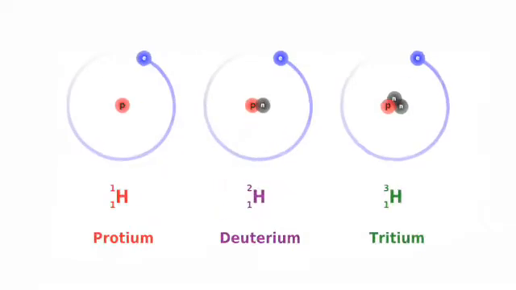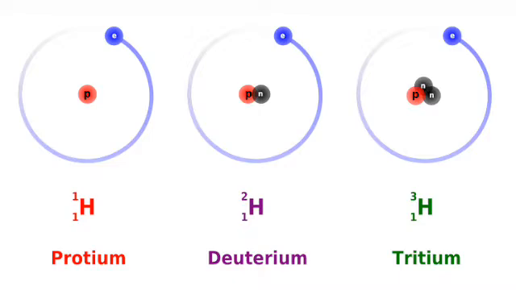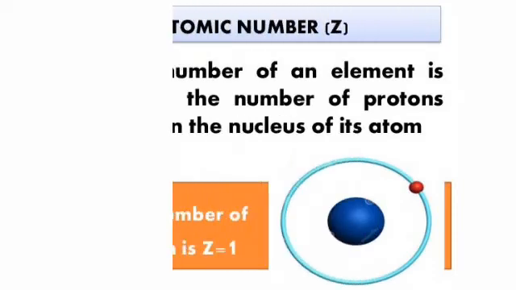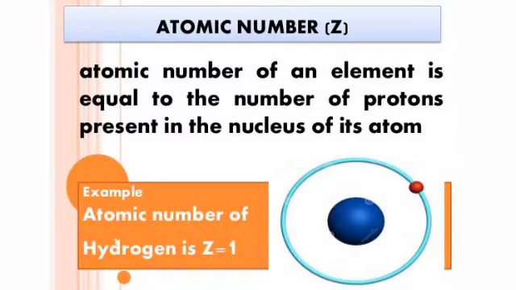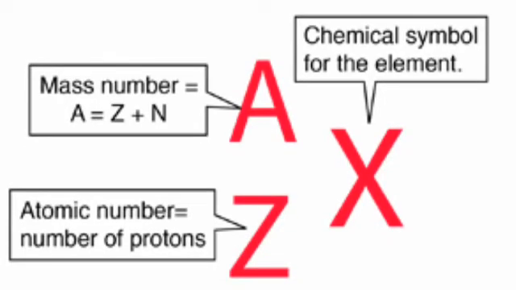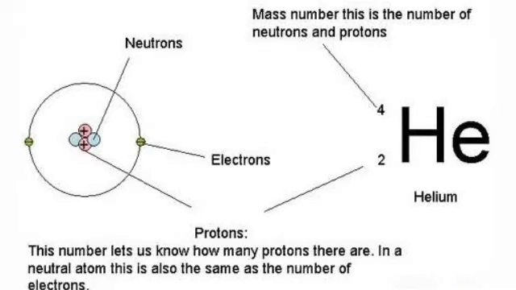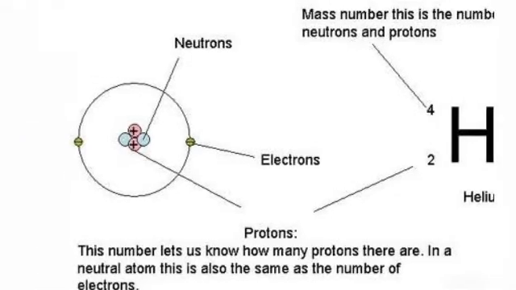For example, if the nucleus has only one proton, such an atom is called a hydrogen atom. Similarly, if the nucleus has 8 protons, then that atom is an oxygen atom. So, the number of electrons or protons in an atom is called the atomic number. It is represented by the letter Z. If we know the atomic number of an atom, then we can find the number of electrons and protons in it.